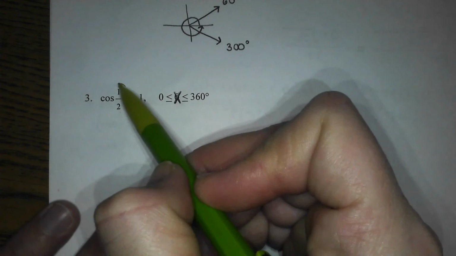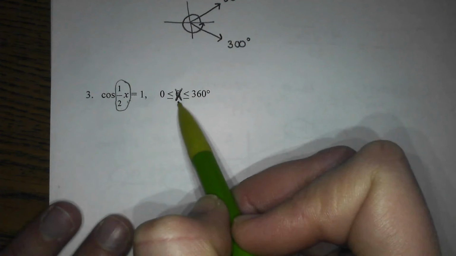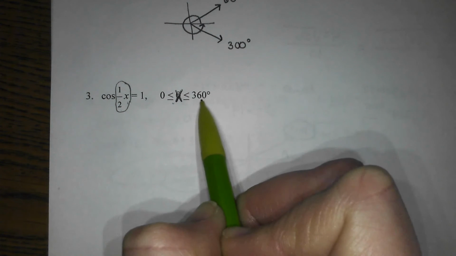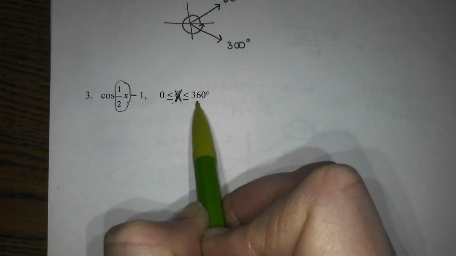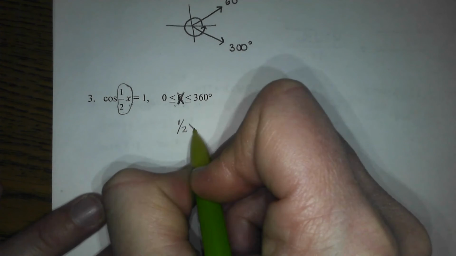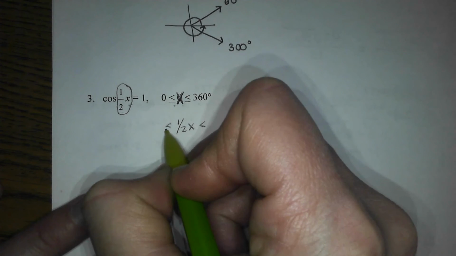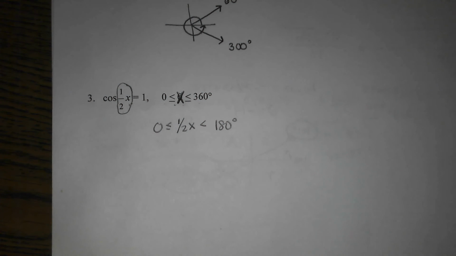So the issue is we're taking the cosine of half of x, but our interval is what x can be. So if x has to be between 0 and 360, what does half of x have to be between? 0 and 180. That's a key part. If x has to be between 0 and 360, then half of x has to be between 0 and 180.